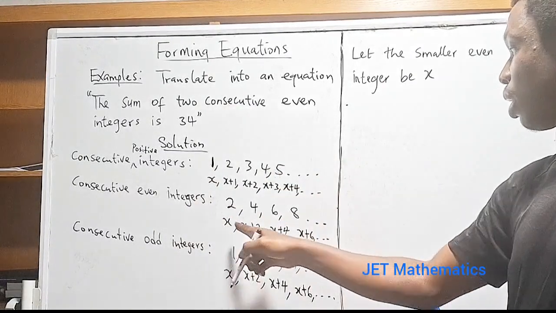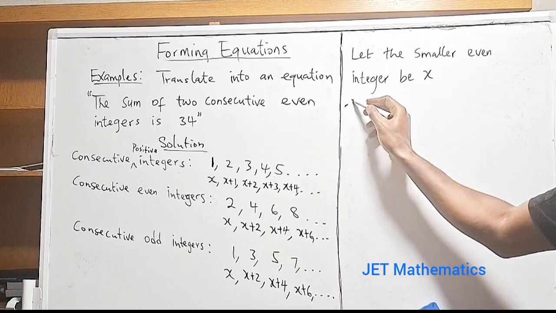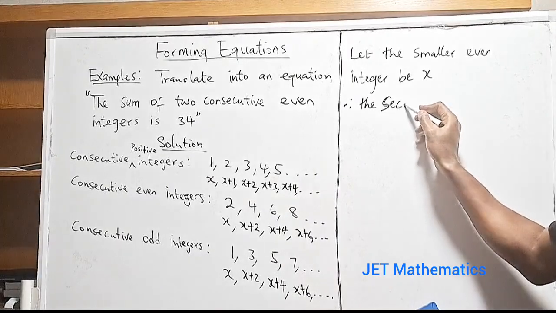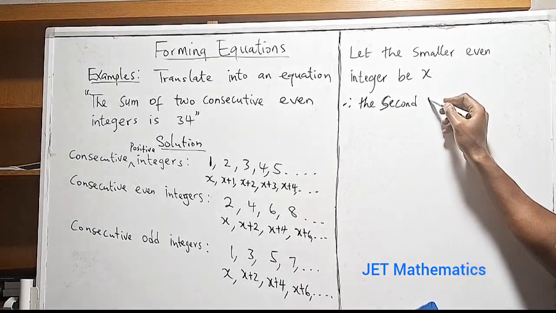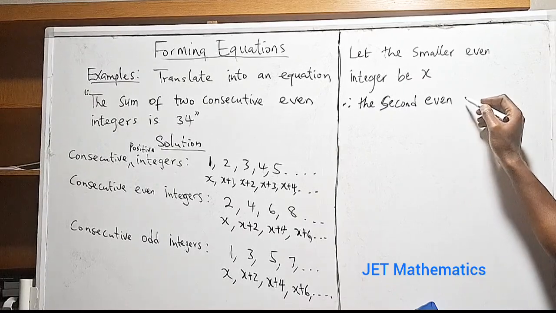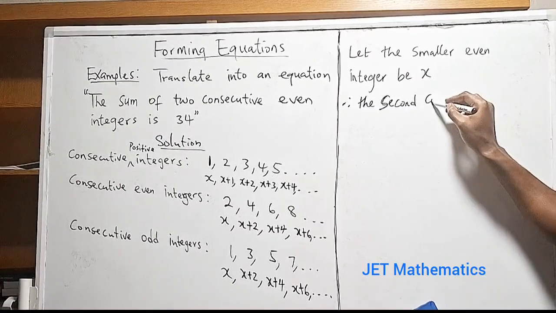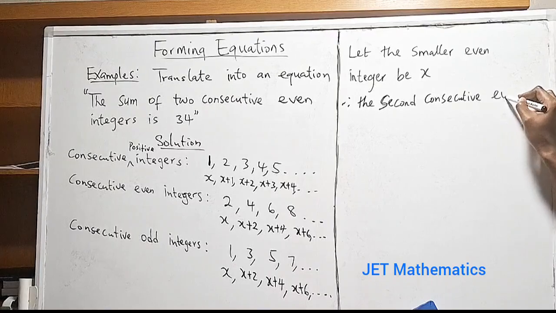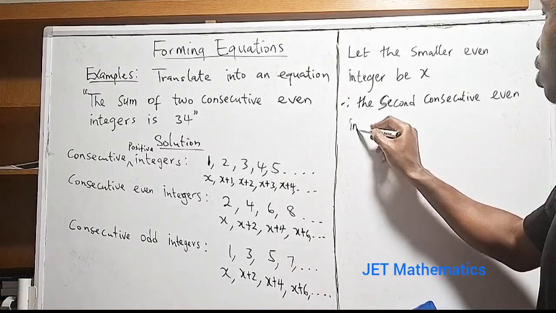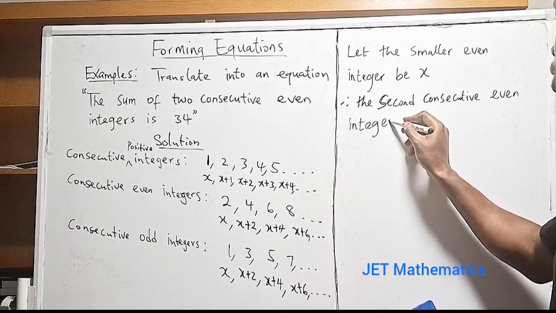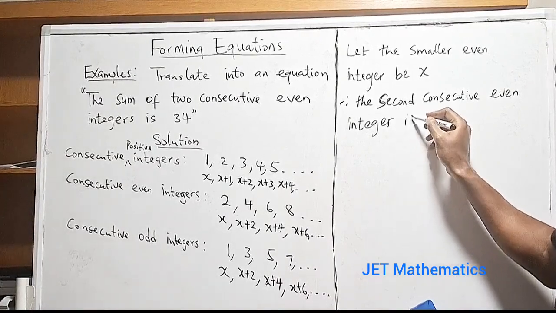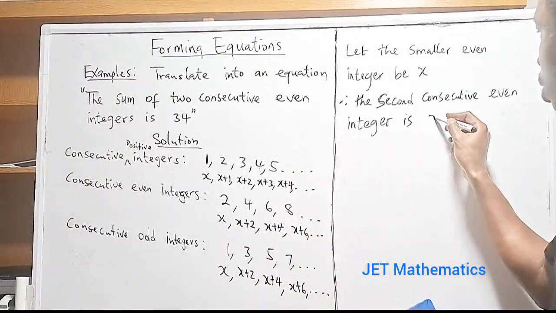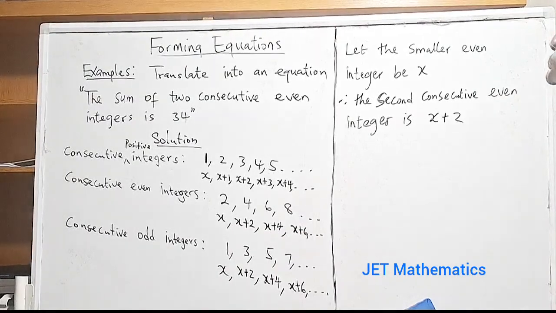If the first one is x, the second one, therefore the second consecutive even integer, will be x plus 2.